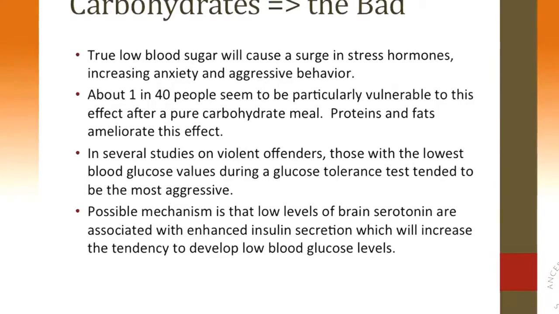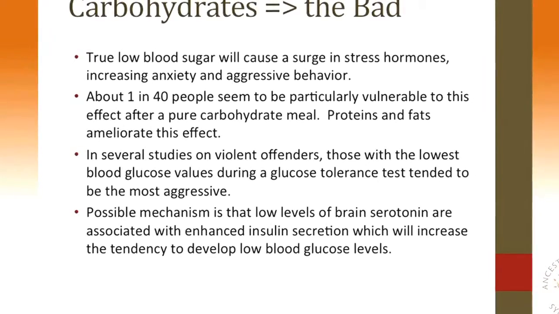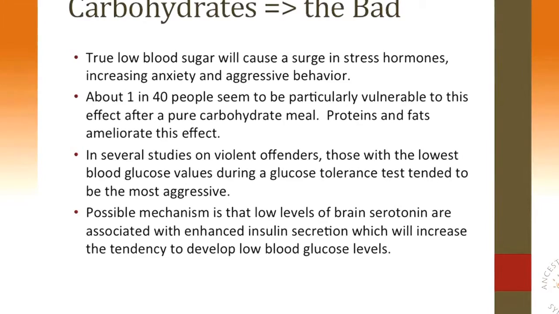And there's actually quite a bit of literature linking the violence angle. I was surprised by how much there was, and I'm wondering how many lawyers are going to start to do oral glucose tolerance tests on their clients. So low blood sugar will cause a surge in stress hormones, which maybe can make you stronger and faster, but you'll be anxious and aggressive.